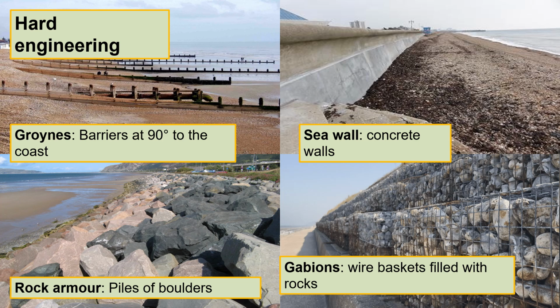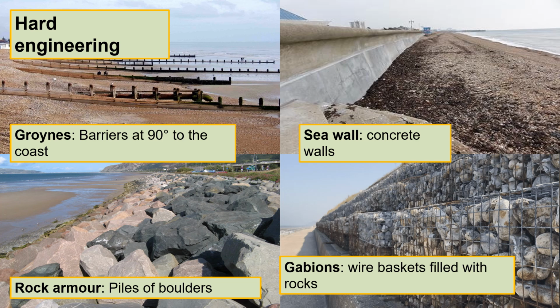So let's talk through each strategy. What I suggest you do is write down what each strategy is and then just add a positive and negative of this. So firstly, we've got groins. Groins are barriers made out of wood or rock that are at a 90-degree angle sticking out from the coastline to the sea. These stop longshore drift.